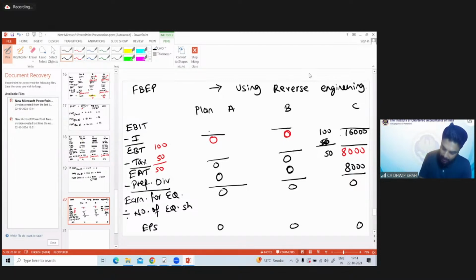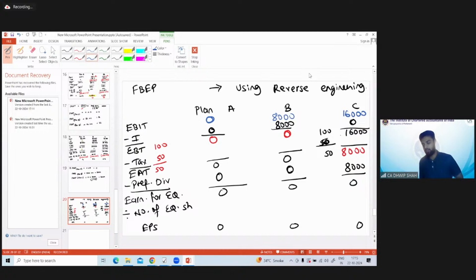Under plan A, interest is again 0. So my resultant EBIT would be 0. Here, interest is how much? Under plan B, interest is 8,000. So can I say my resultant EBIT, going reverse, how much did my EBIT come to? 8,000. That is my financial break-even point. Under plan C, interest is 0. So the resultant EBIT going reverse is 16,000.